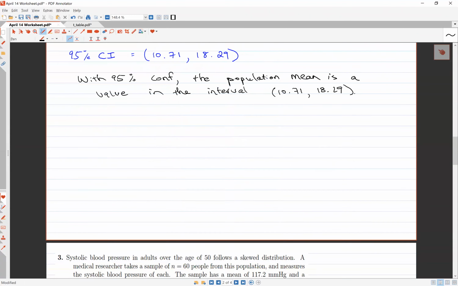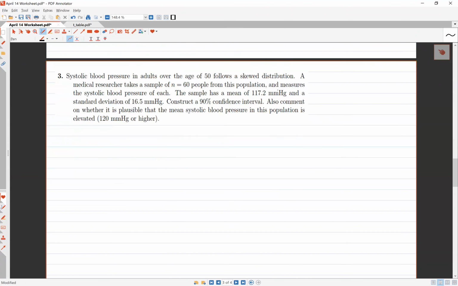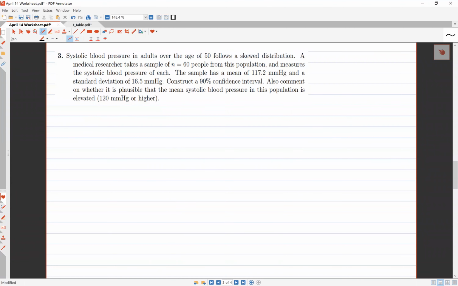So let's look at our next example. Systolic blood pressure in adults over the age of 50 follows a skewed distribution. A medical researcher takes a sample of 60 people from the population and measures the systolic blood pressure of each. The sample has a mean of 117.2 and a standard deviation of 16.5. Construct a 90% confidence interval.